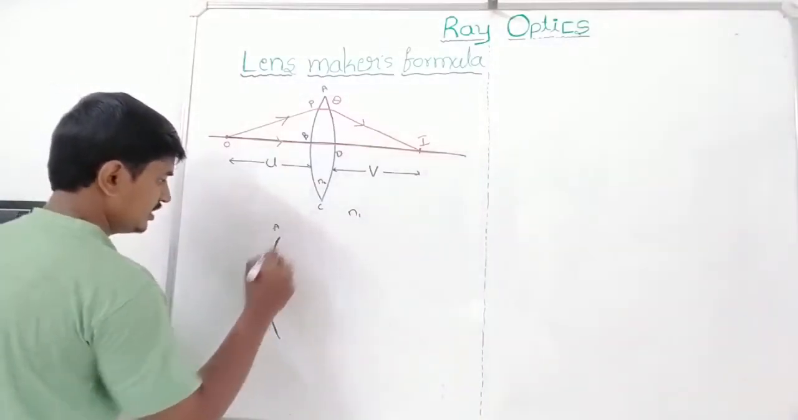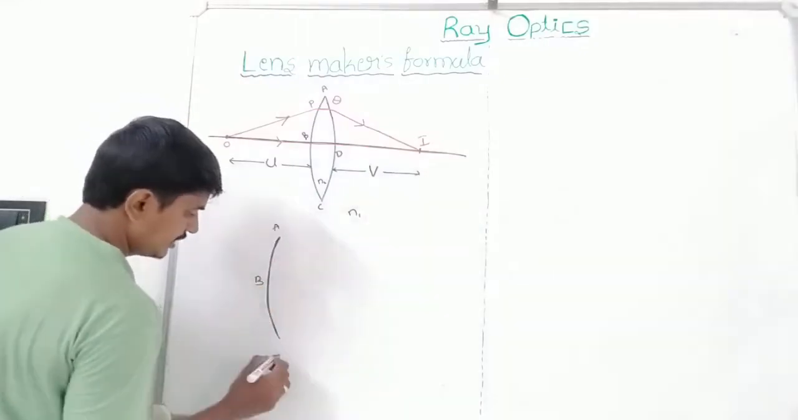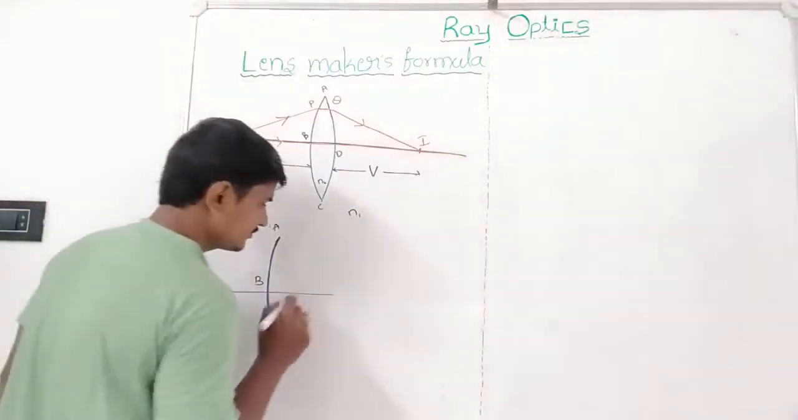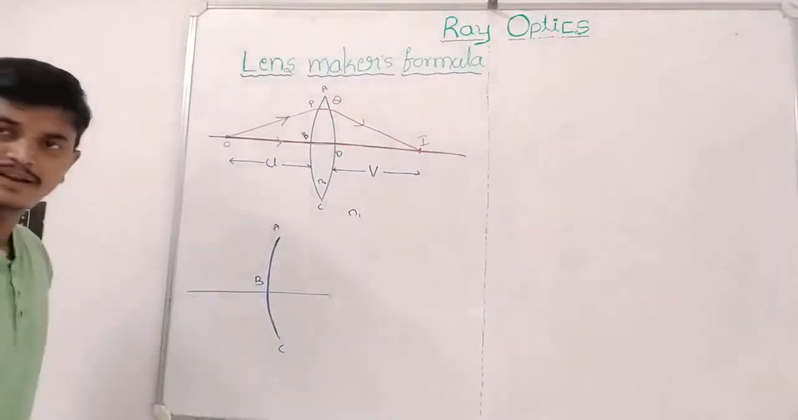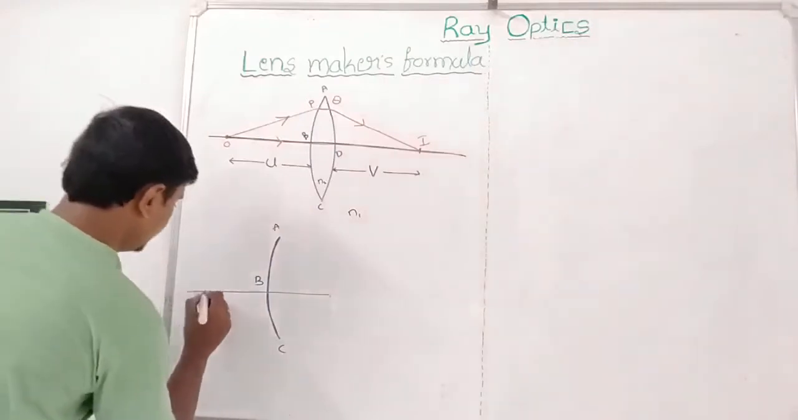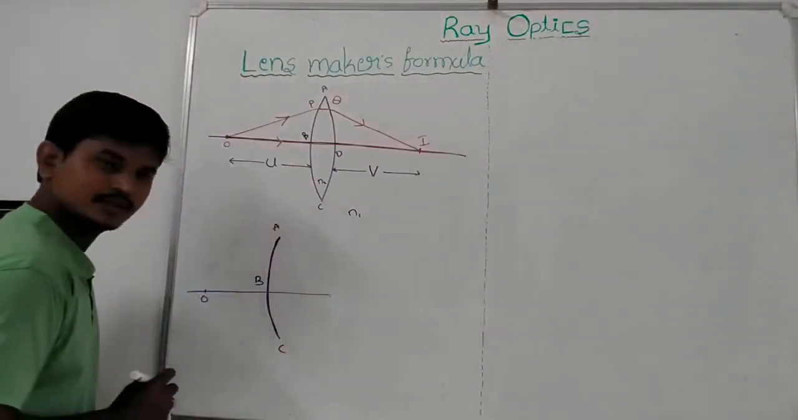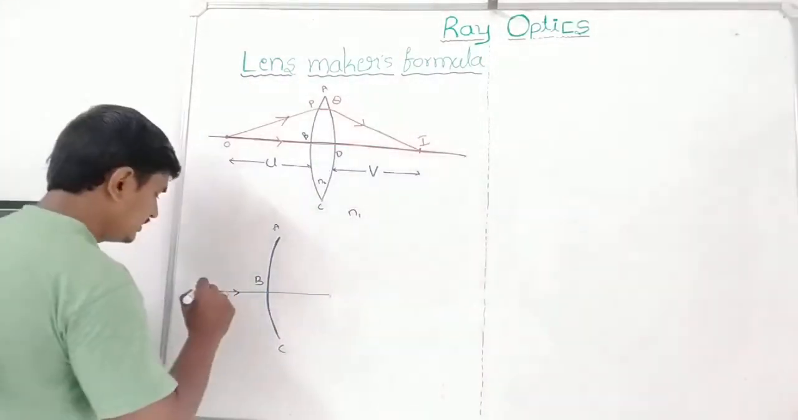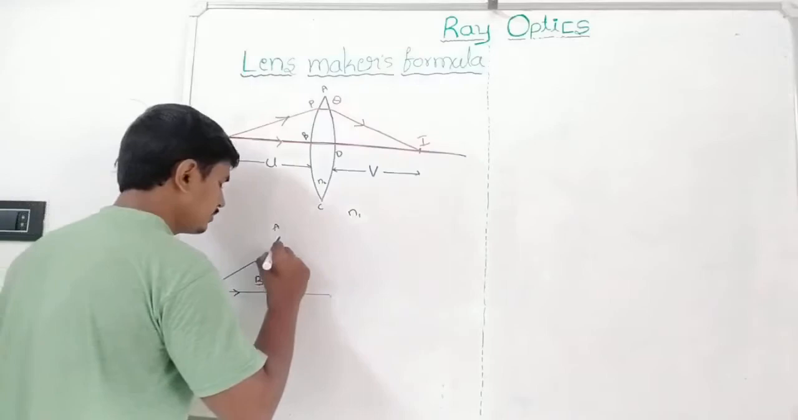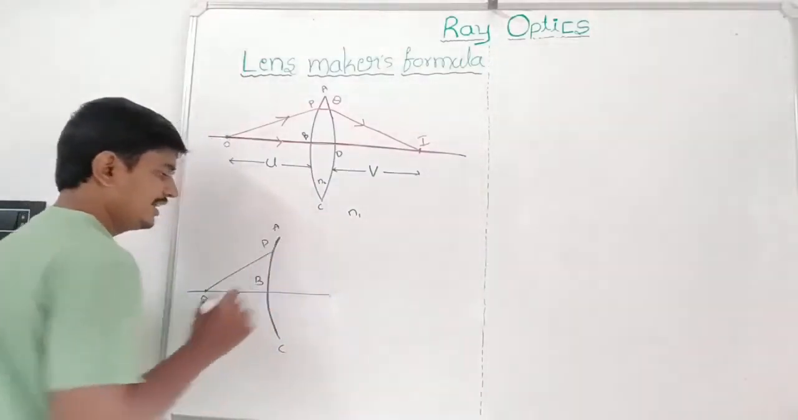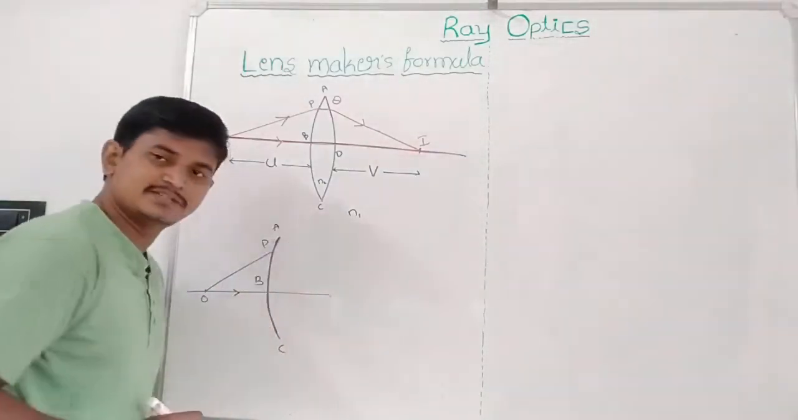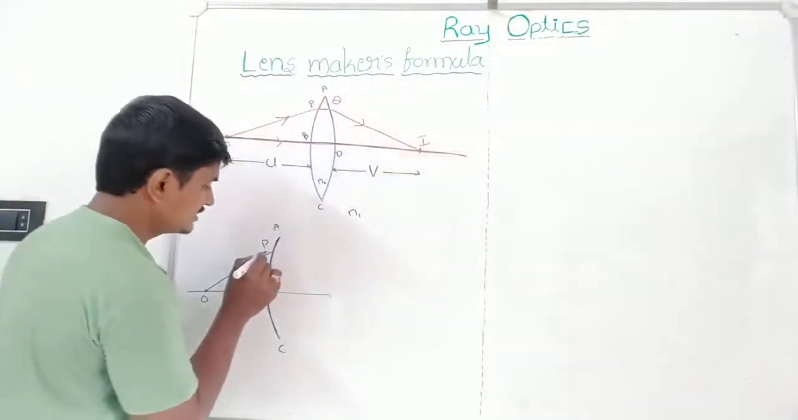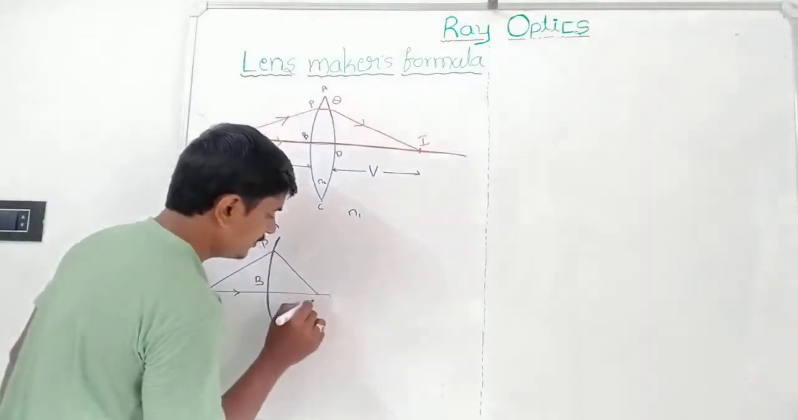This is the surface ABC. Here this is the principal axis, and O is the object. From the object, one ray is passing along the principal axis, another ray is incident as OP on the lens, and refraction takes place. After refraction, inside the lens a virtual image is formed.